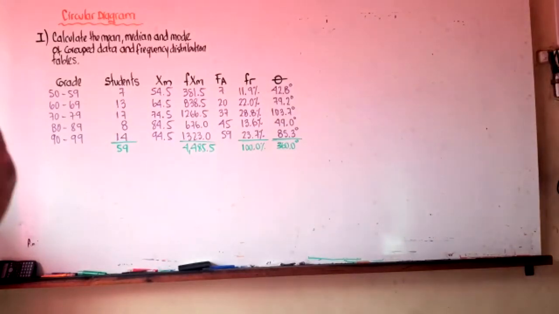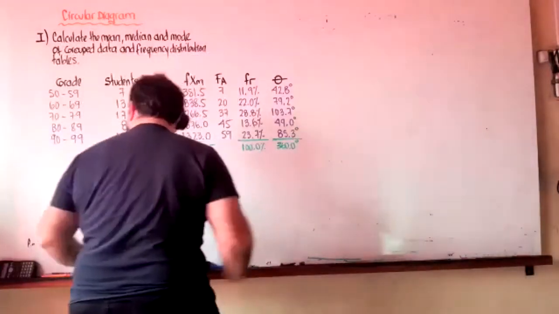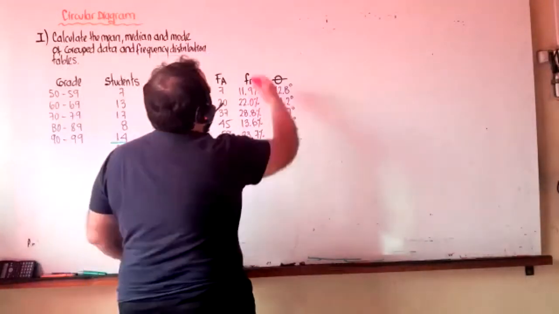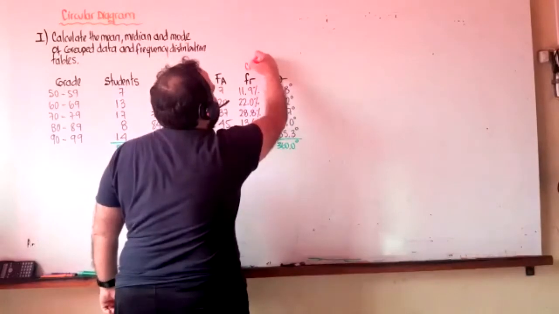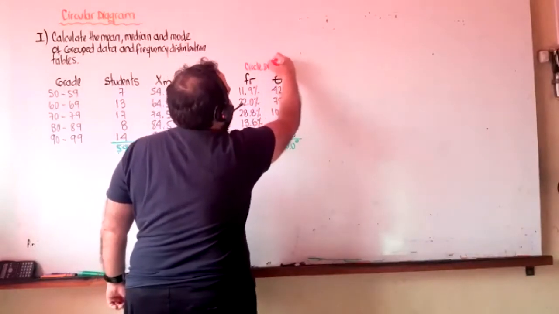Now, these last two columns will be useful to create the circle diagram.